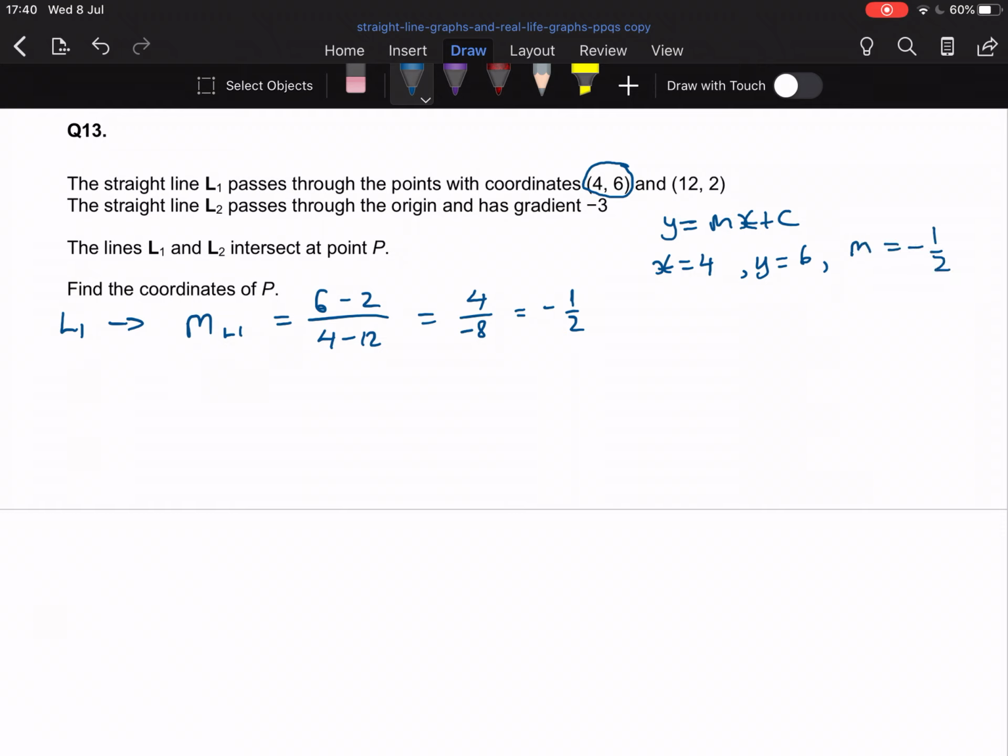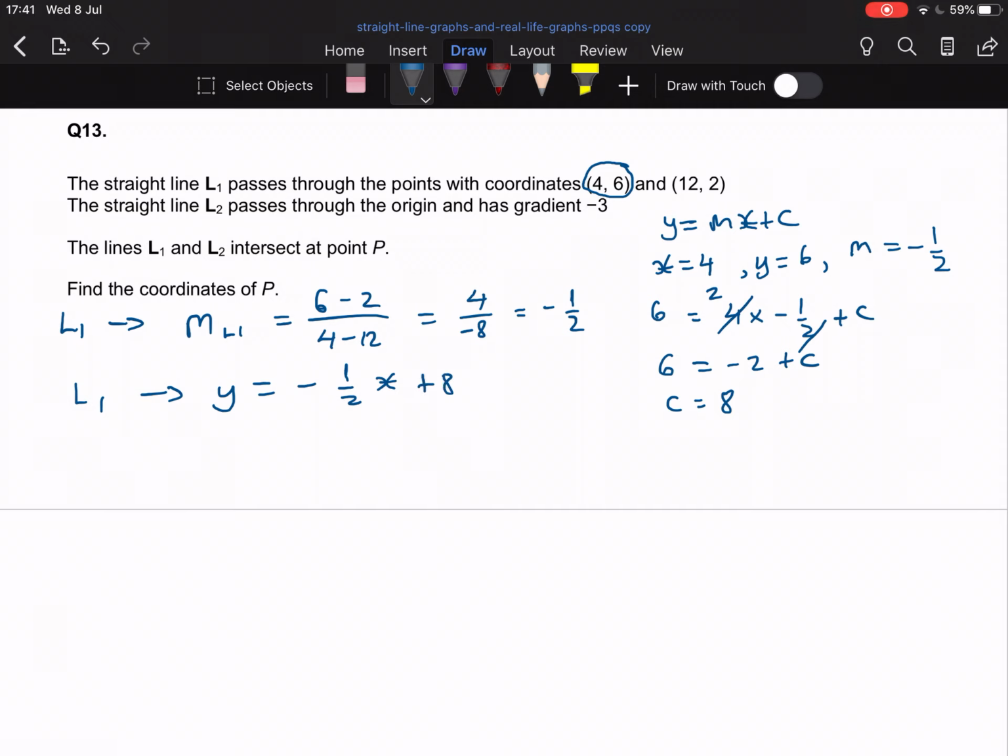I do my substitution. So I'm getting that 6 is equal to 4 times -1/2 plus c. I've substituted. If I simplify this, I'm going to get 6 = -2 + c. So I'm getting that c is equal to +8. So the equation of the first line, L1, is y = -1/2 x + 8. So this is one of the equations I'm going to need.